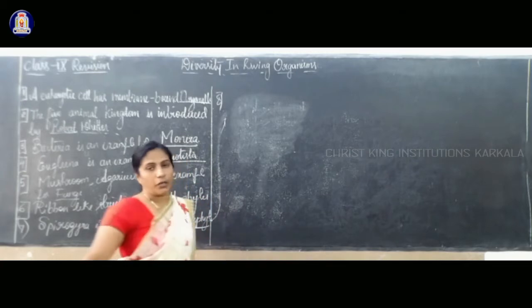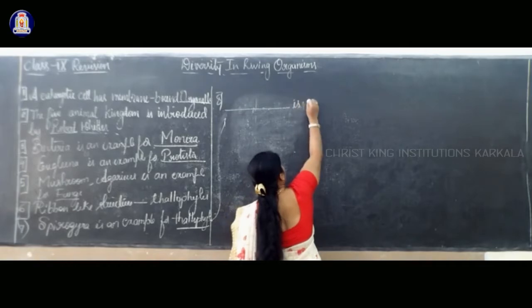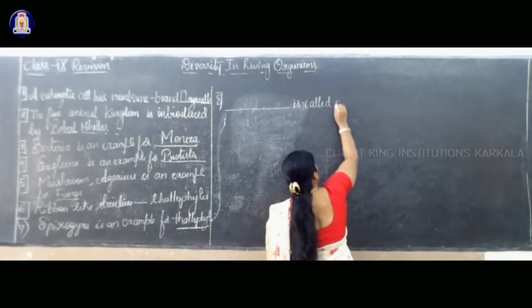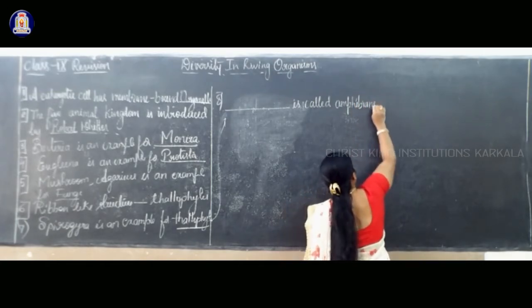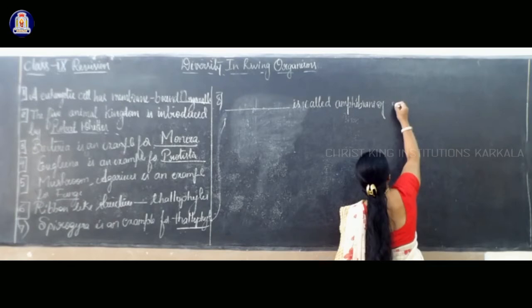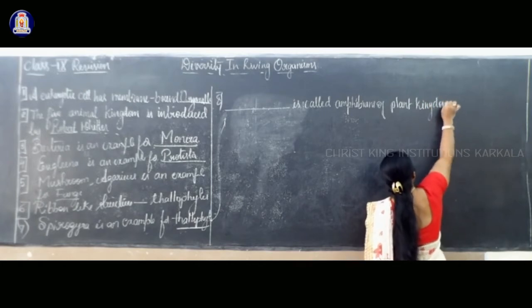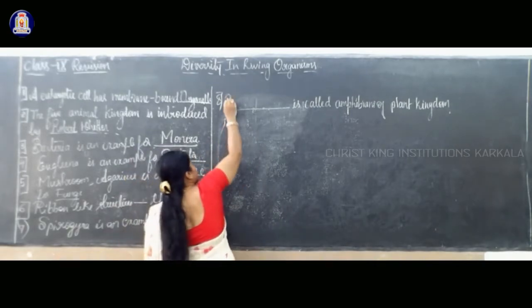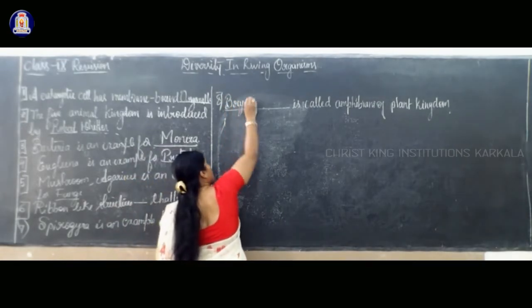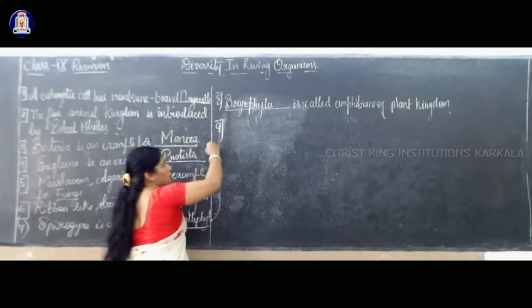Related to bryophyte. Dash is called amphibians of the animal kingdom. Or whether it is amphibians of the plant kingdom. Plant kingdom. So dash is called the amphibians of the plant kingdom. Answer is bryophytes. Why? There is a question. Next answer, 1 mark question.